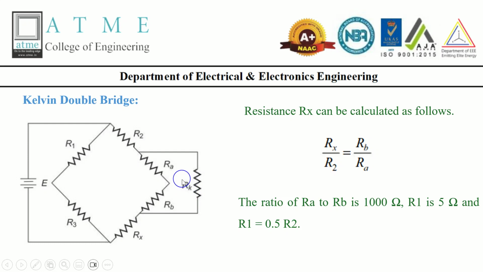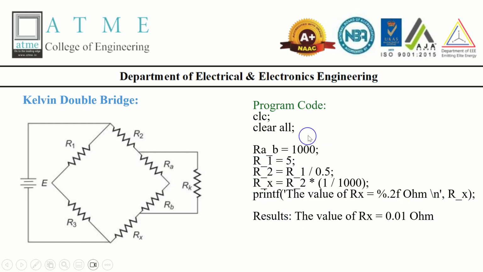And let's have Ra and Rb as 1000 ohms, R1 as 5 ohms, and R2 is half of R1, so 0.5 of R1 we need to have. This is the design part, and now we come to the program code.